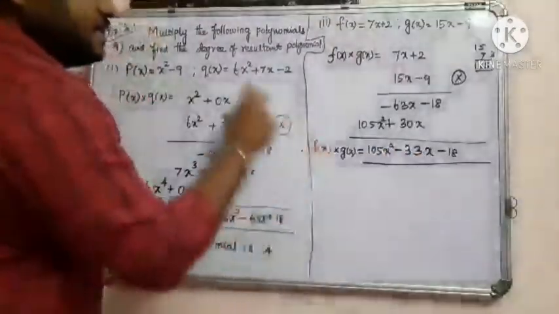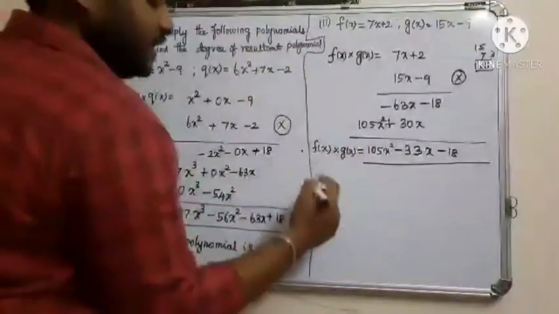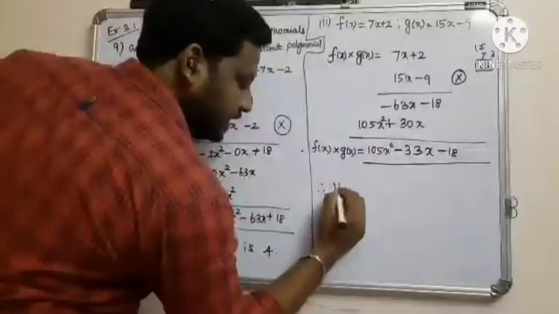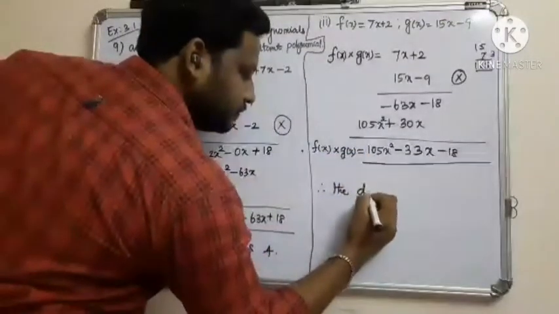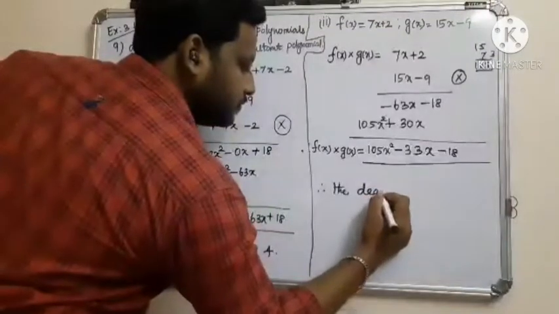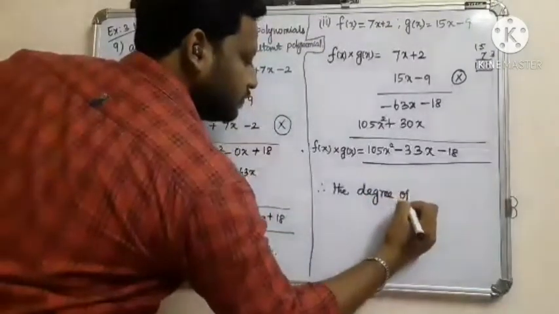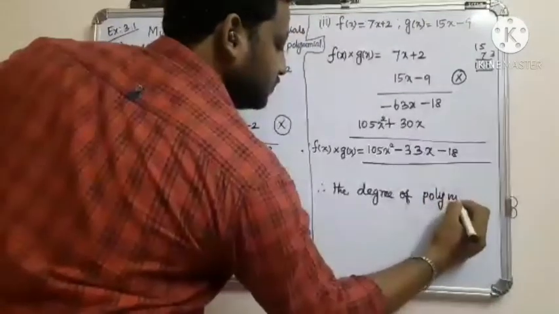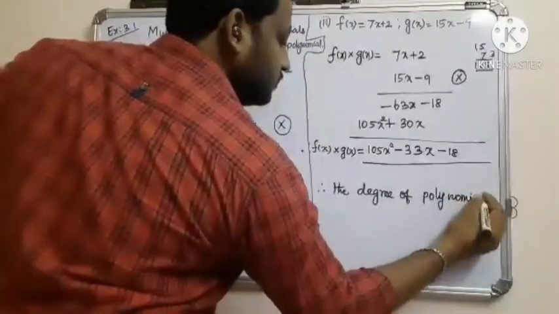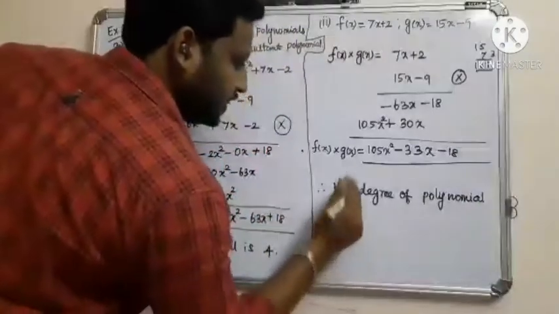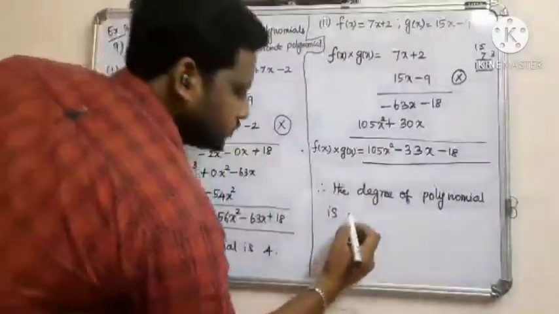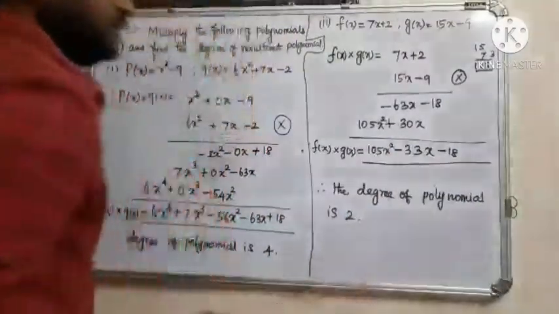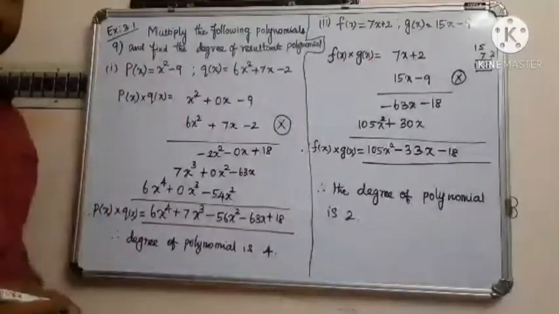Now we have to write the degree of the resultant polynomial. So therefore the degree of the polynomial is... the highest degree is 2. So the degree of the polynomial is 2.